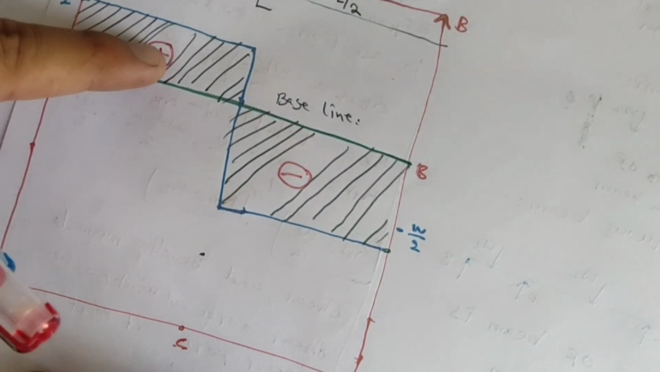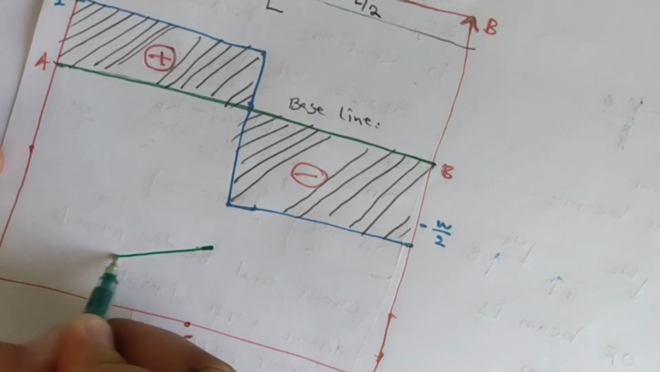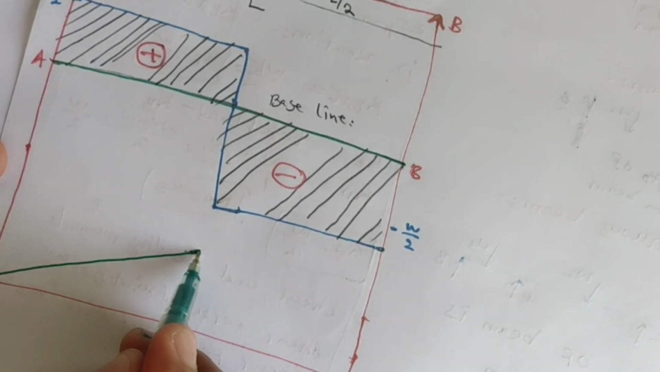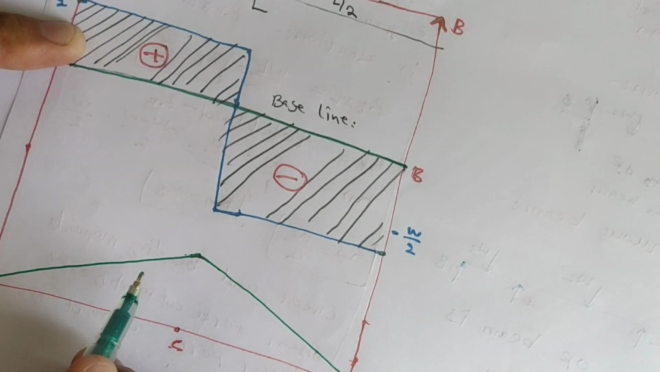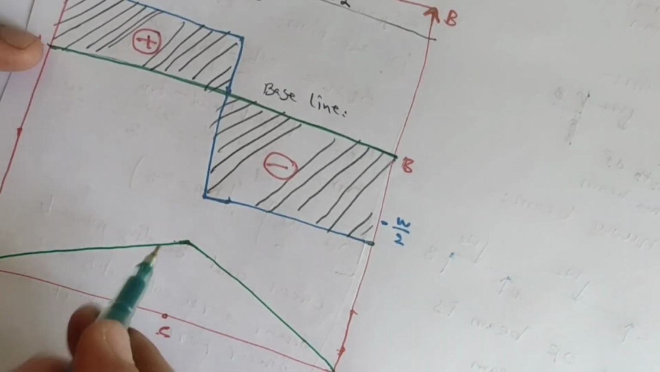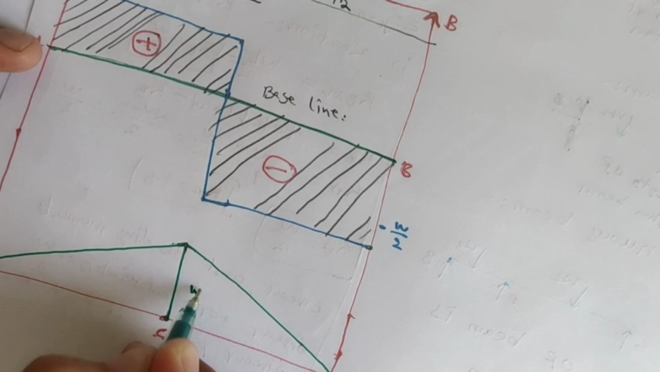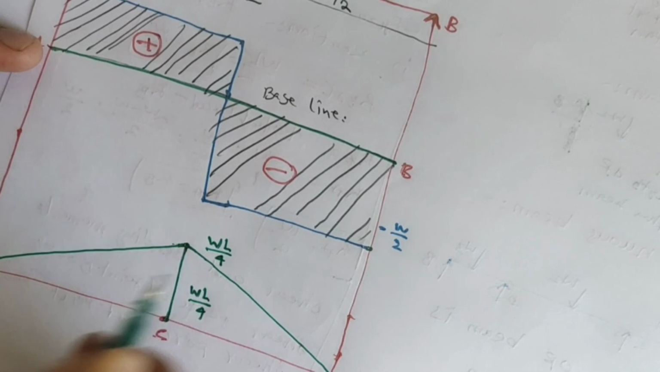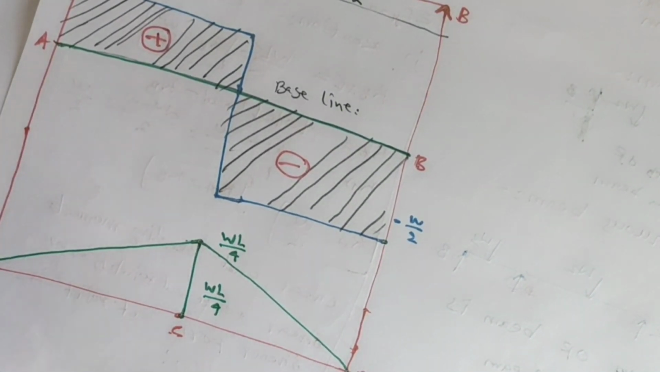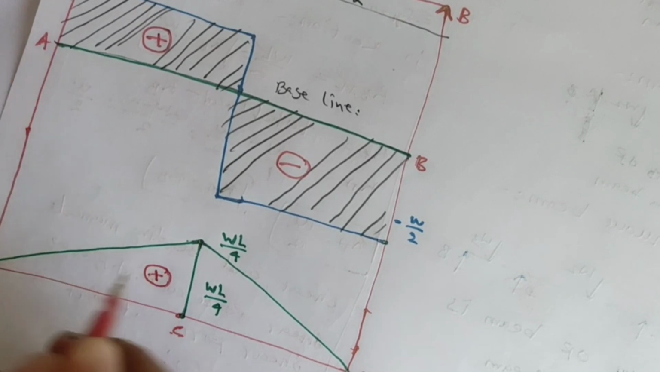Please remember, if the shear force diagram is straight, the bending moment diagram is inclined. Please remember, dear friends, if the shear force diagram is inclined, the bending moment diagram should be parabolic. This point is equal to WL by 4, and it is positive. Look at, dear friends, this is a positive bending moment diagram.